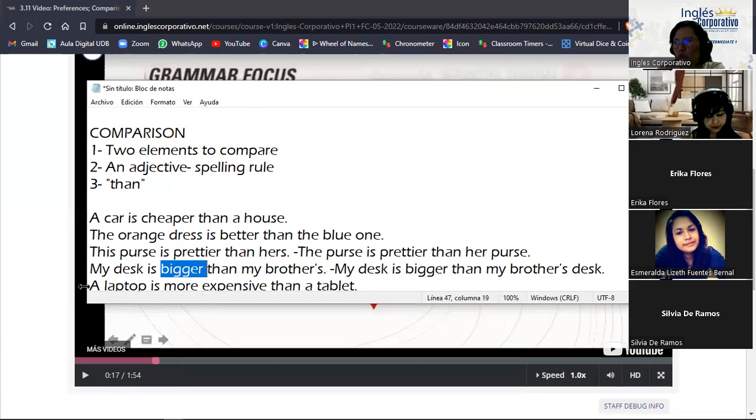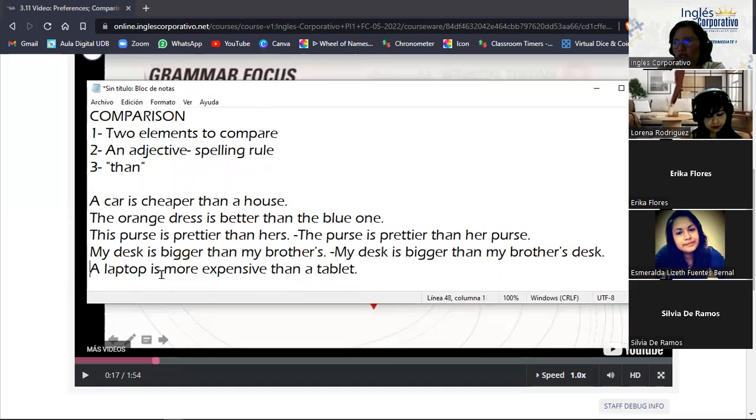And last one, a laptop is more expensive than a tablet. What are the two elements? Well, the two elements that I have are a laptop and a tablet. What is the adjective with the proper spelling rule? More expensive, and then the word than. A laptop is more expensive than a tablet, right?